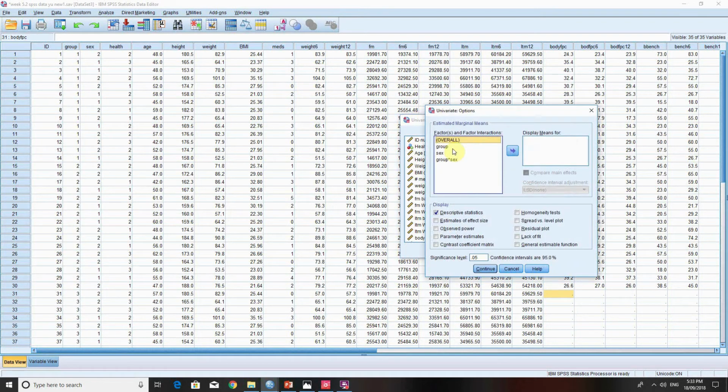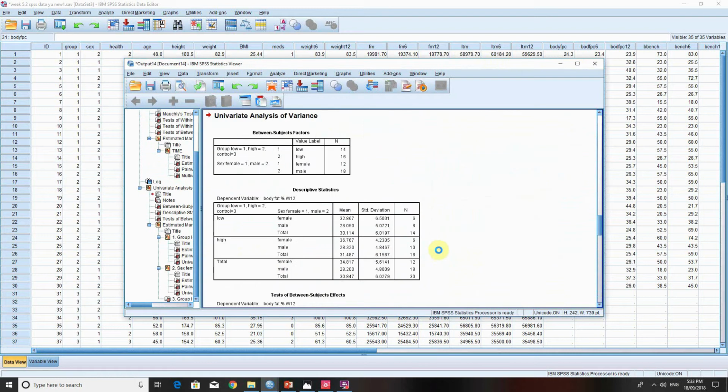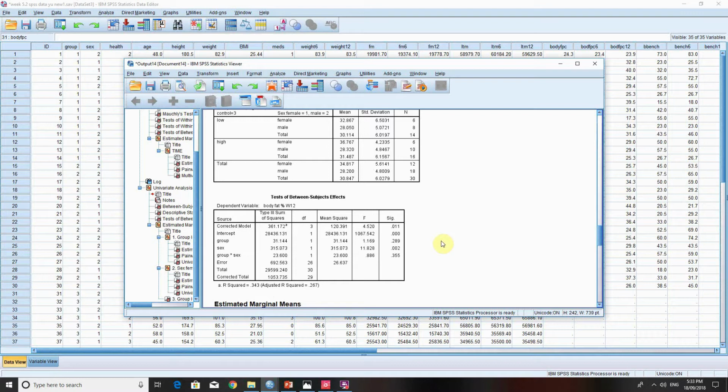In the options box, I'm going to transfer all three of these variables into the display means for box. I'm going to click compare main effects and Bonferroni. Descriptive statistics is already ticked, so that's good. I'm then going to press OK. So here's our descriptive statistics for each group. And this is our test of between subjects effects.